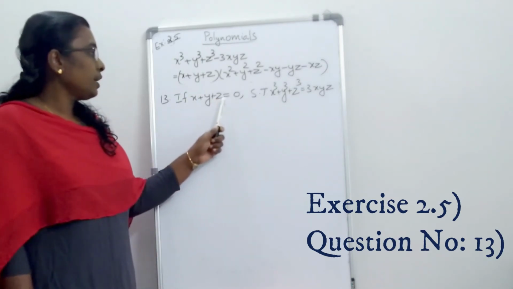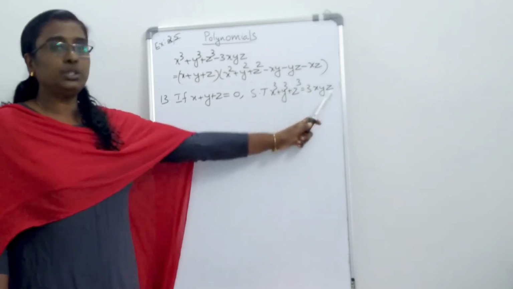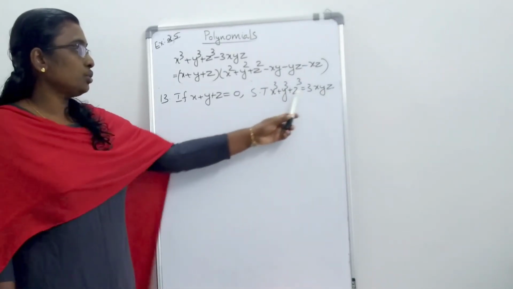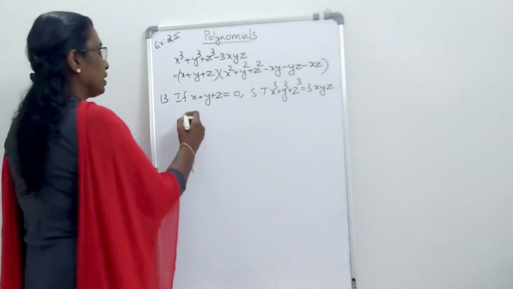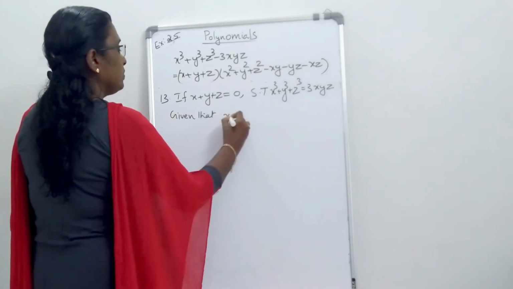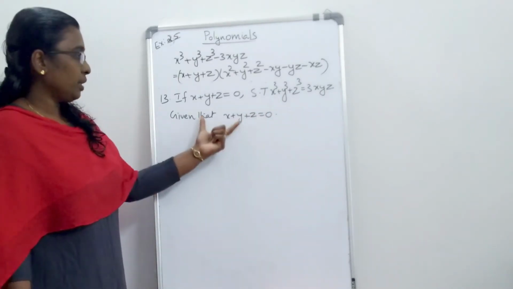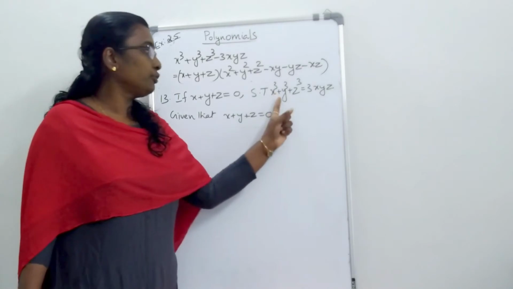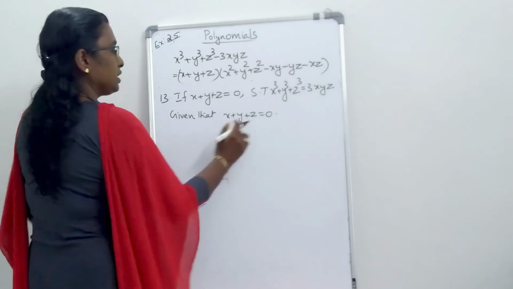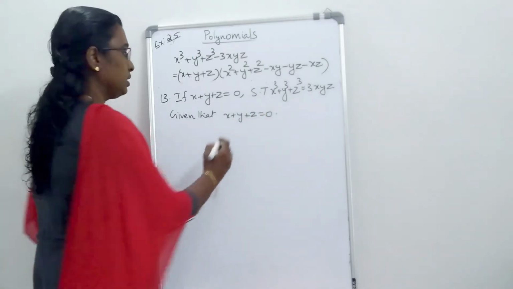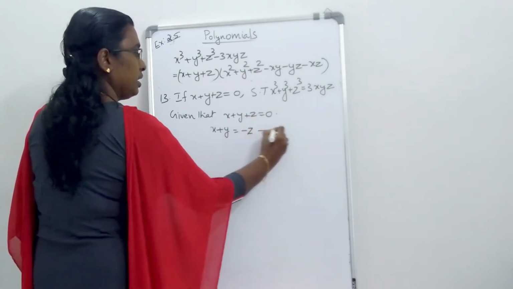Looking at the 13th question. If x plus y plus z equal to 0, show that x cube plus y cube plus z cube equal to 3xyz. We have to show this equation. Given condition is x plus y plus z equal to 0. From this condition we have to reach this equation. From this equation we transfer this z to RHS. Therefore x plus y equal to, plus z becomes minus z. Equation number 1.